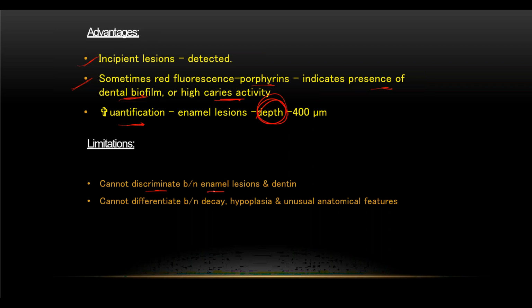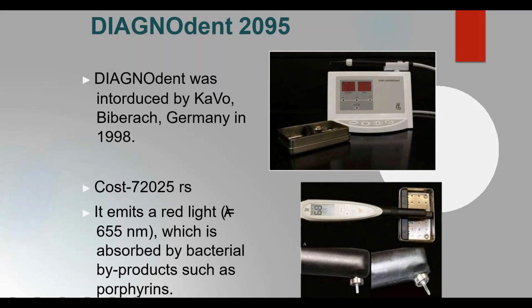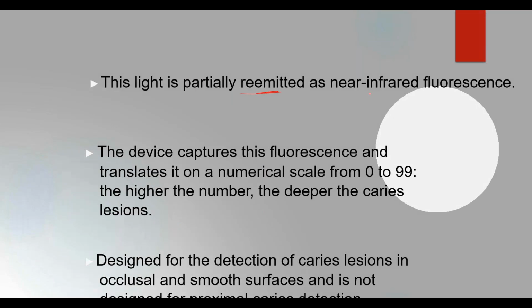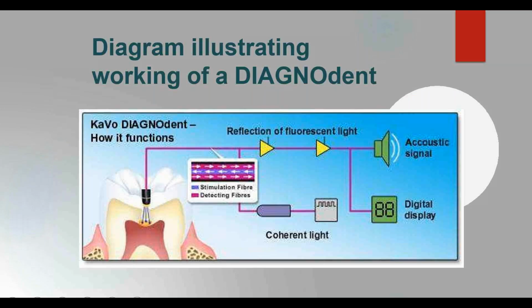Limitations: cannot discriminate between enamel and dentine lesions, and it cannot differentiate between whether it is an incipient caries or hypoplasia. Diagnodent, it is a modification of your quantitative fluorescence only, which uses red light instead of blue-green light. This light is partially re-emitted as near-infrared fluorescence. The device captures this fluorescence and translates into numerical values of 0 to 99. So the light reflected is captured, and then signals are produced, and scoring is done from 0 to 99.